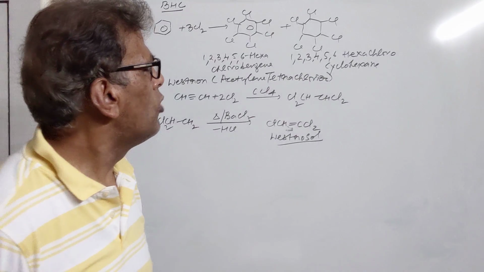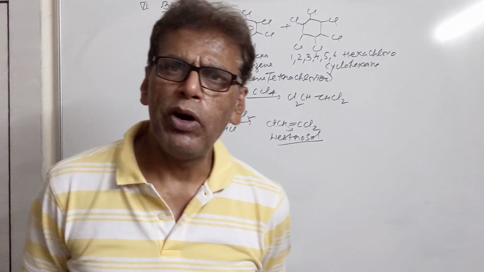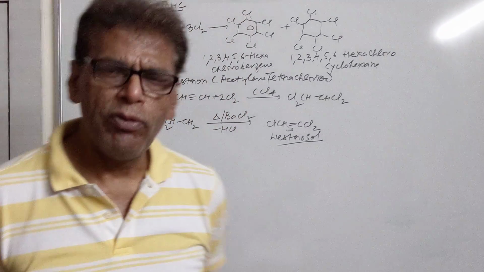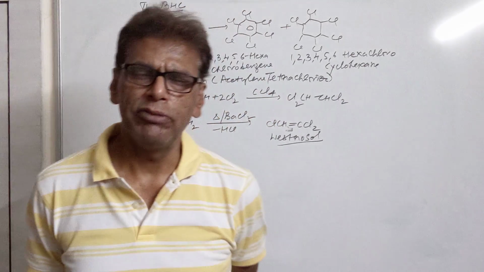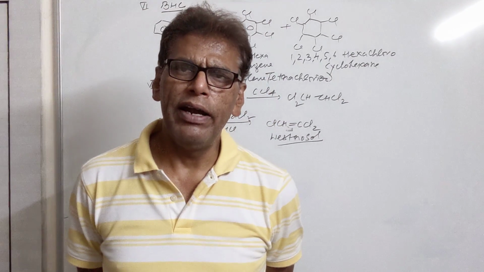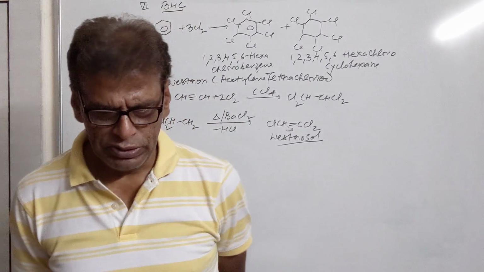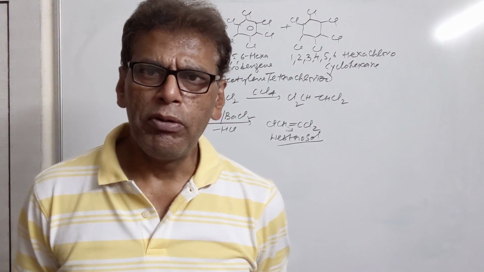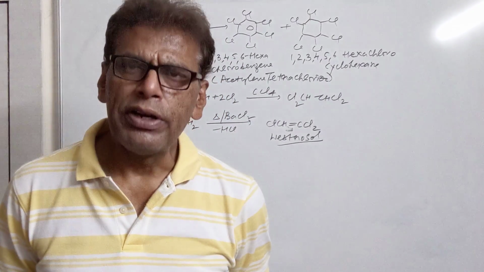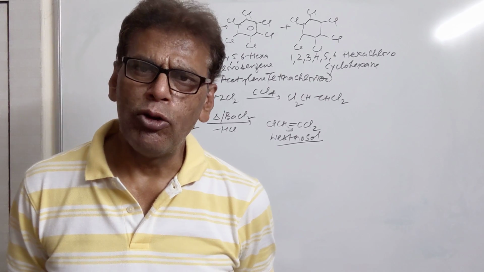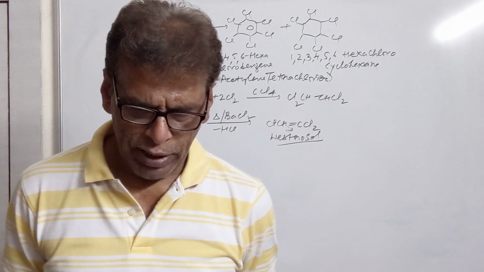So this is all about polyhalogen compounds. In this unit of halogen derivatives of alkanes, we have studied alkyl halides, aryl halides, and polyhalogen compounds. So this is all about this unit. Tomorrow we'll take up the oxygen containing compounds. They are alcohols, phenols, and their derivatives.